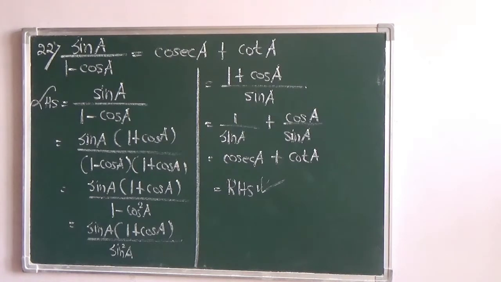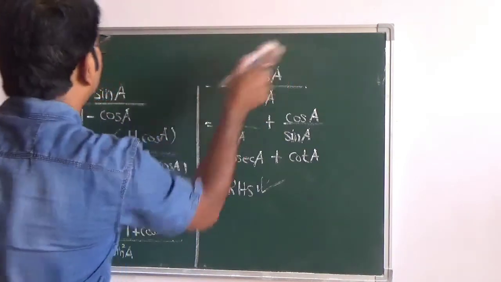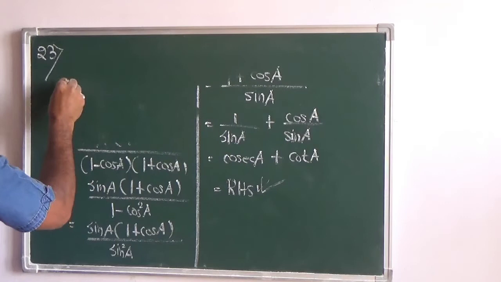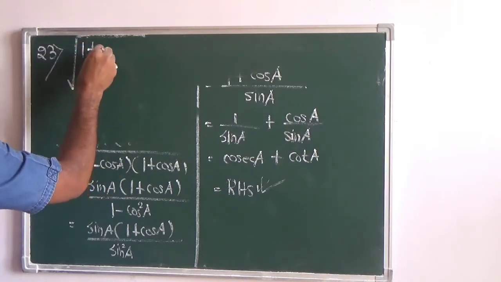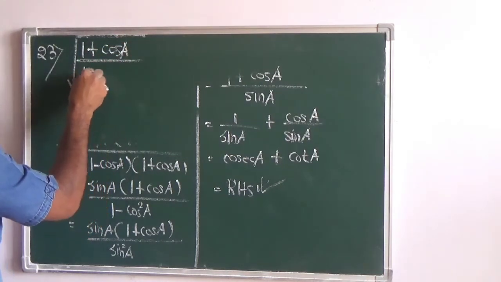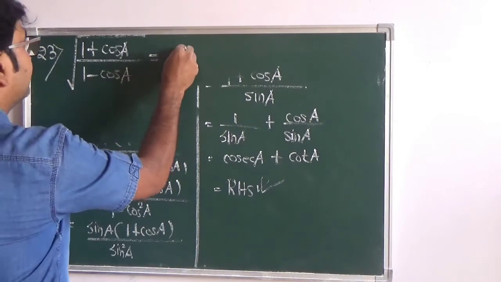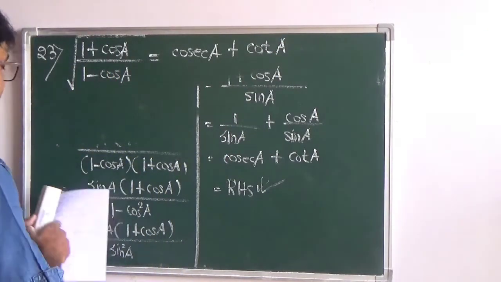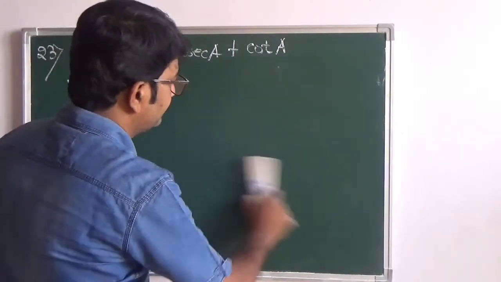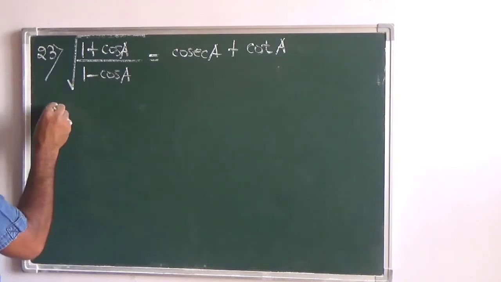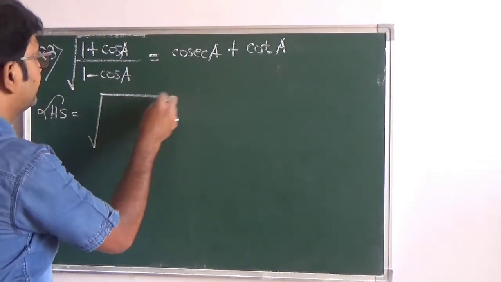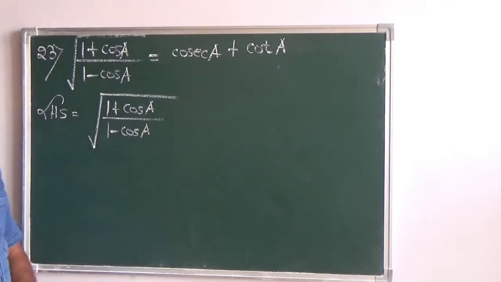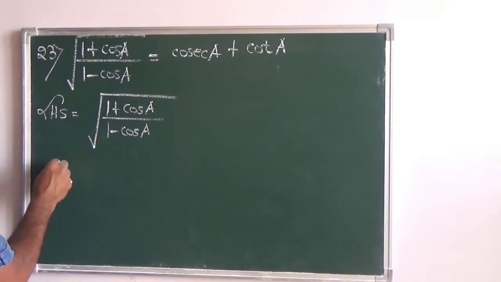Moving on to question number 23. The question is root over 1 plus cos A divided by 1 minus cos A is equal to cosec A plus cot A. Now if you have to solve this, because the left hand side includes a square root, that is 1 plus cos A by 1 minus cos A, you can see we have to take this out by rationalizing again.